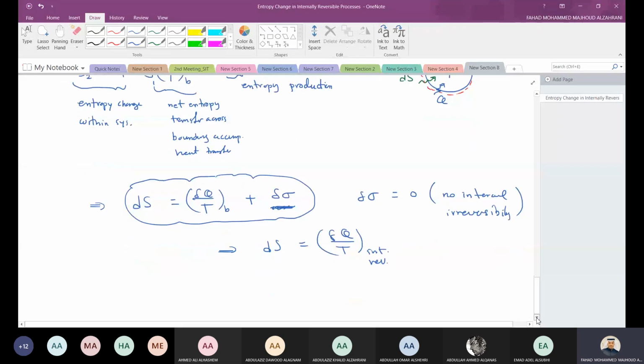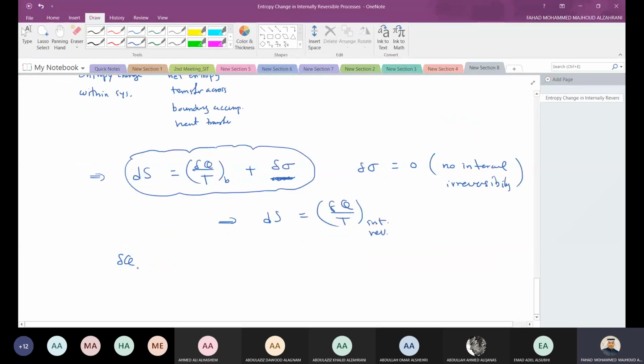Of course, if this term is greater than 0, it means entropy transfer into the system or out of the system, very similar to the heat transfer. If this is greater than 0, exactly, you have entropy transfer into the system. If I have this as negative, this is what? Entropy transfer out of the system.